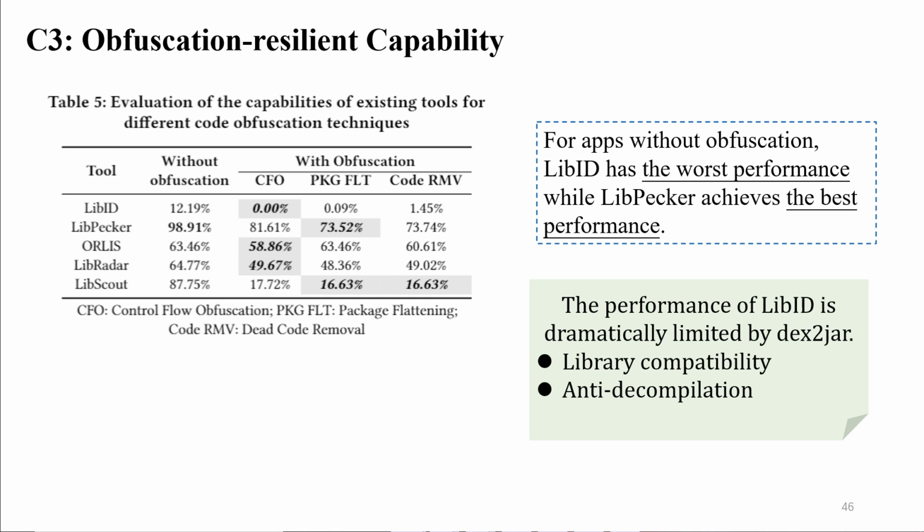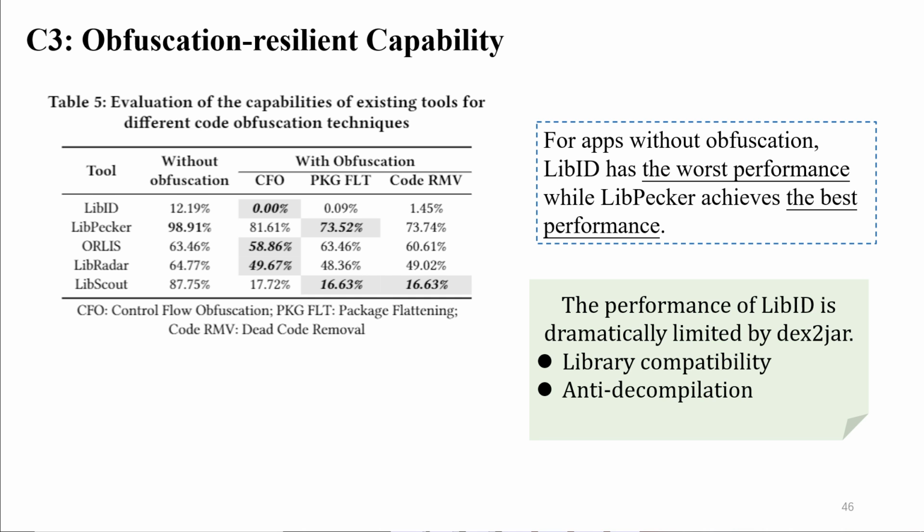Here we can see something strange. You can find LibID's performance is not good. That is because the performance of LibID is dramatically limited by dex2jar. We found that it usually cannot handle library compatibility problems and anti-decompilation problems.